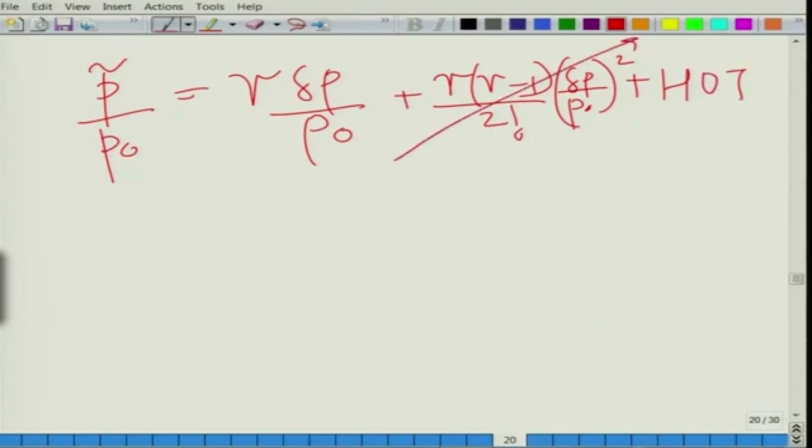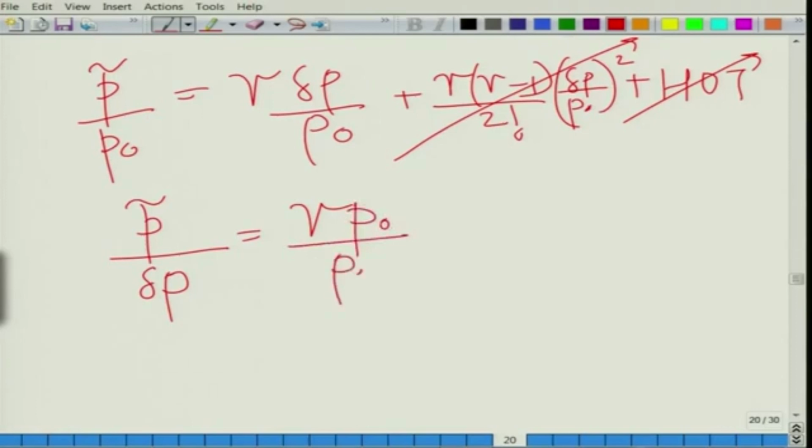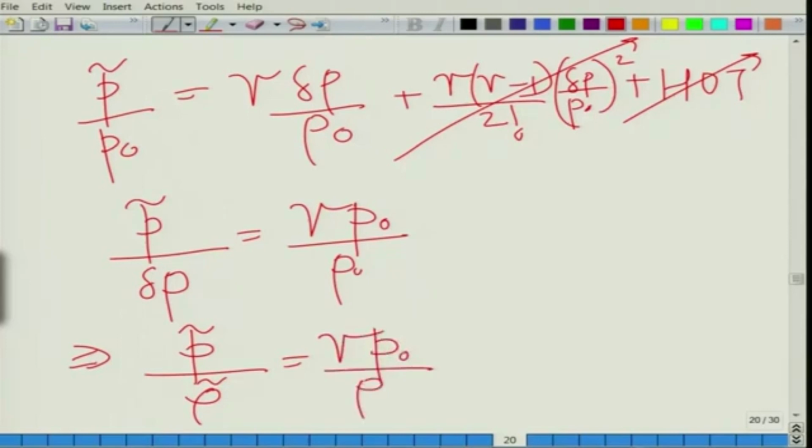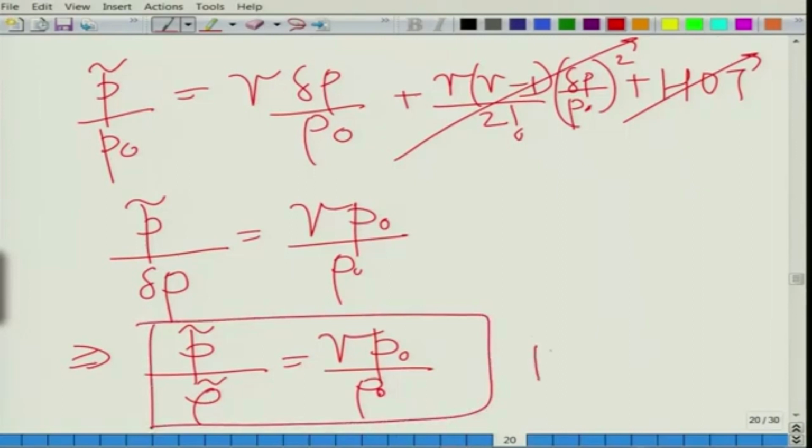We will ignore these terms and focus only on the small order terms, which is gamma times P naught by rho naught. You can also write this as, of course, like I said, P tilde divided by rho tilde is equal to gamma times P naught by rho naught. So, this is equation number 10, and actually you can put this as C naught square.